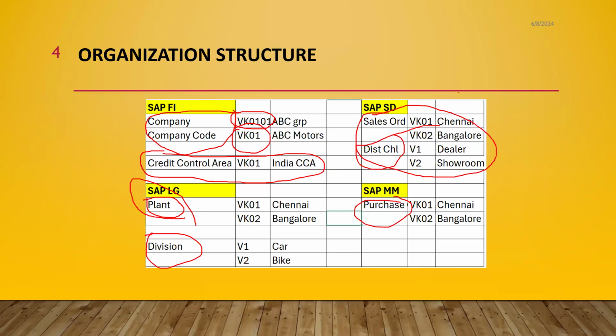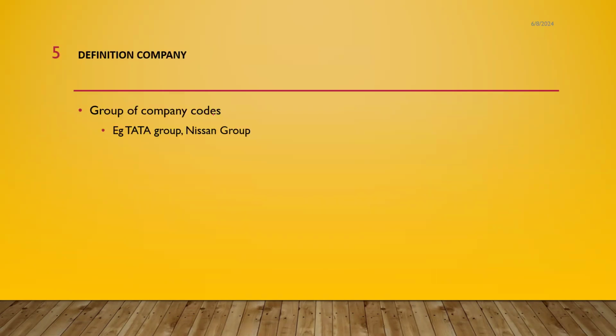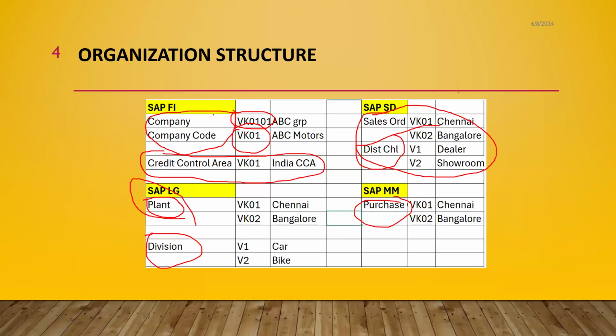Okay. A plant can have more than one storage location. Similarly, a company can have more than one company code. A link has been provided in the description. Check that to see how to create the organizational structure in material management and sales.